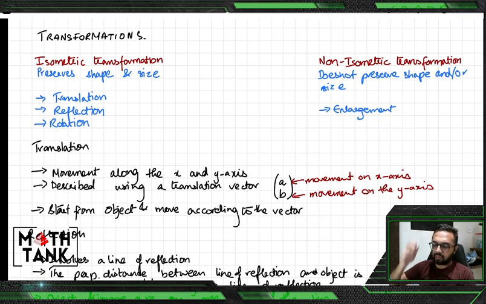There are two types of transformations. These are called isometric and non-isometric. You don't really need to know the name, but you should understand what it is. Isometric transformations preserve shape and size. So translation, reflection, and rotation: the size of the shape that you're transforming stays the same. And in enlargement, the shape and or size changes. So in enlargement, you'll see the shape getting enlarged. That is what a non-isometric transformation is.